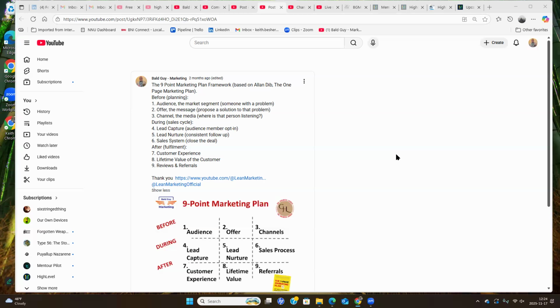Once they do, that's where we have our triggers, specifically our trigger links in our HighLevel account, where when they click on the link in the email, our system knows that they've transitioned from listening to what we have to say to engaging with what we have to say. That moves us from point 5 to point 6 in the 9-point marketing plan. That moves us into the sales process.